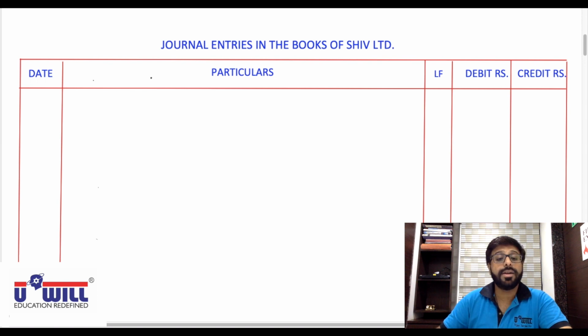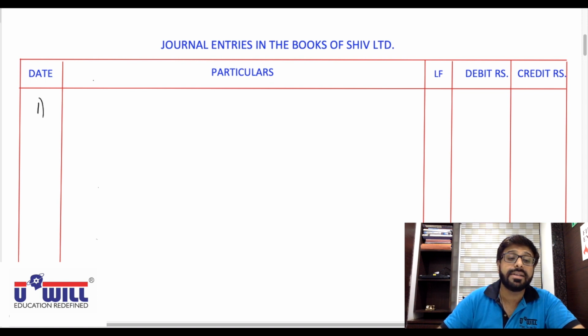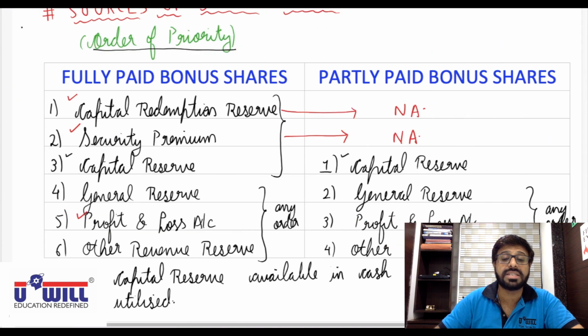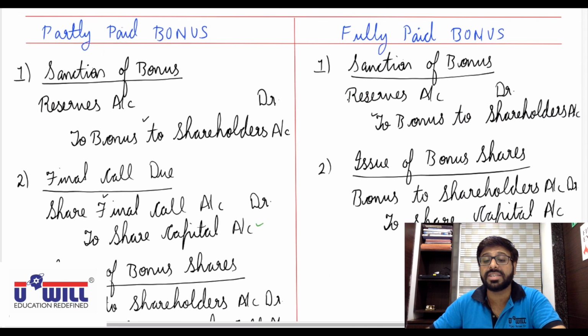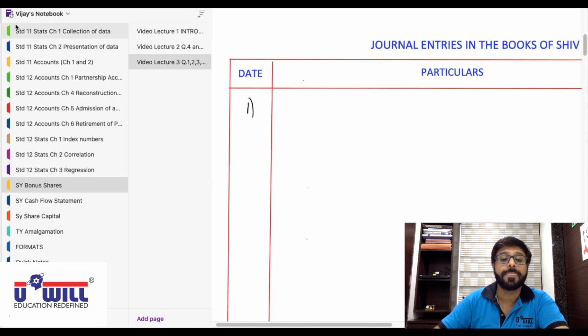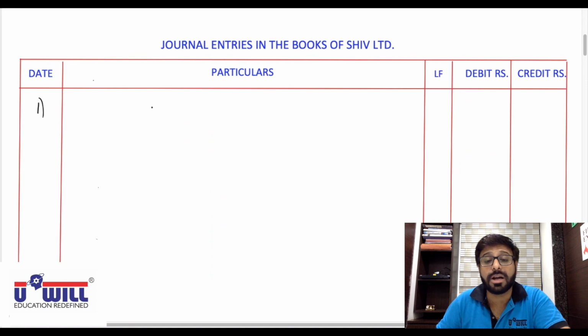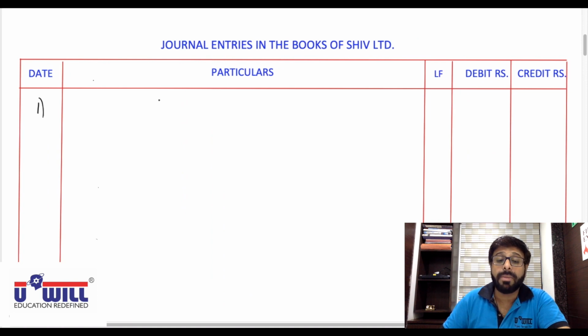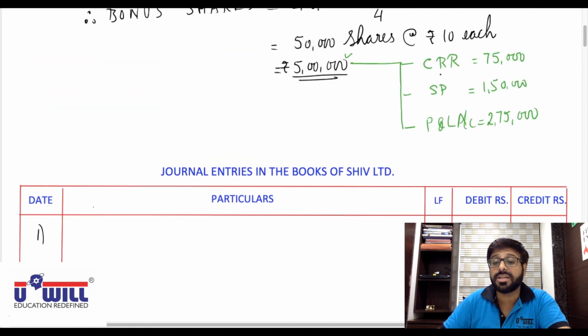Okay, I hope all of you have done the formats. Now first entry, for fully paid bonus shares, only 2 entries are there. First, utilization of reserves, reserves to bonus to shareholders, this entry sanction of bonus, and then issue of bonus shares, bonus to shareholders to share capital. Okay, so first entry, reserves account debit to bonus to shareholders. But reserves means which reserves? These 3. So from the workings, we will debit them.